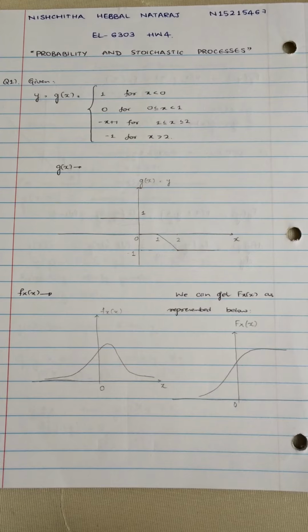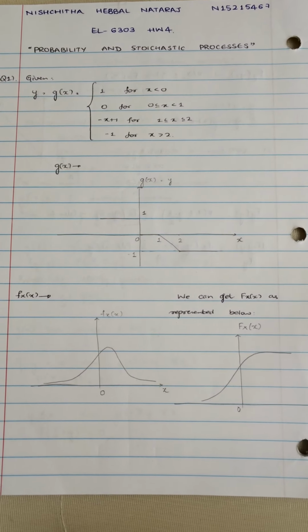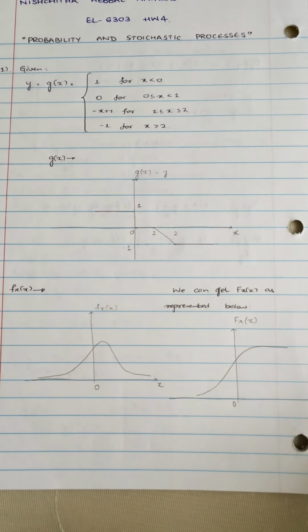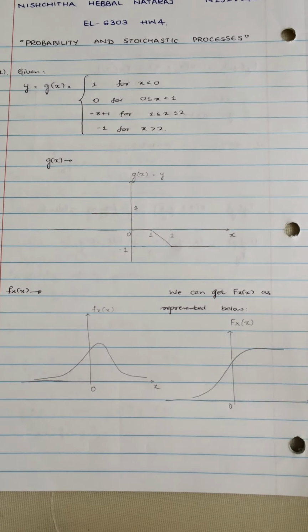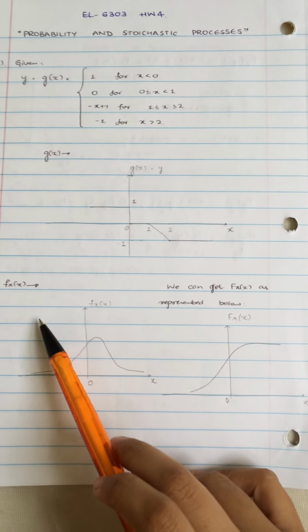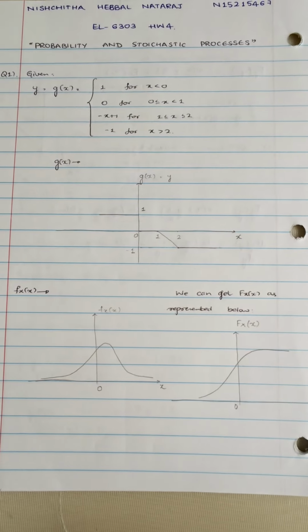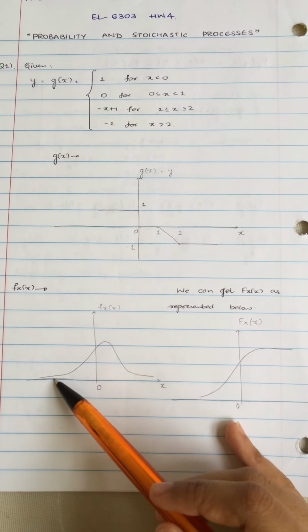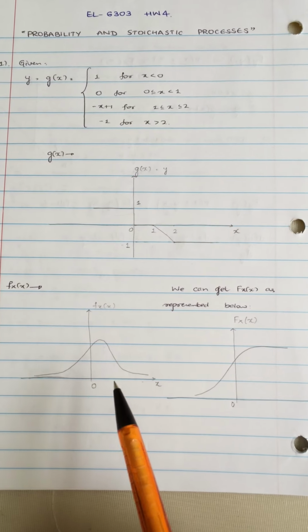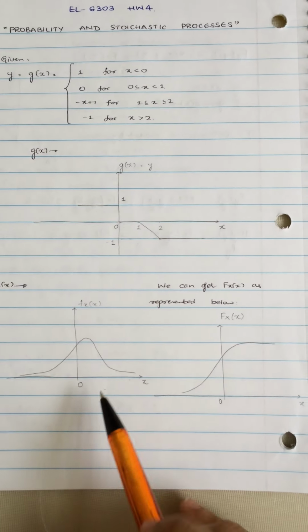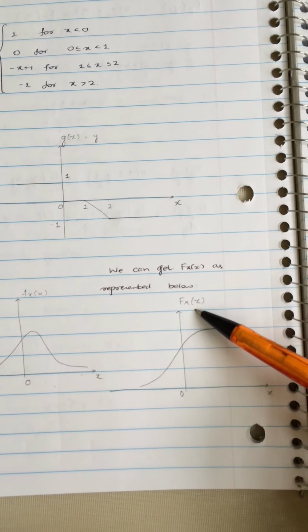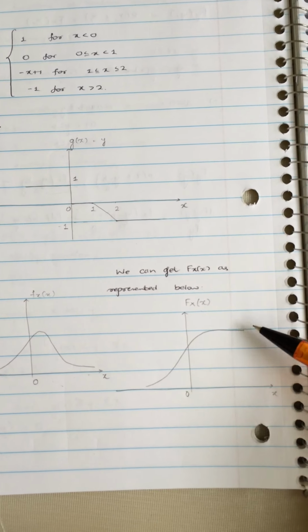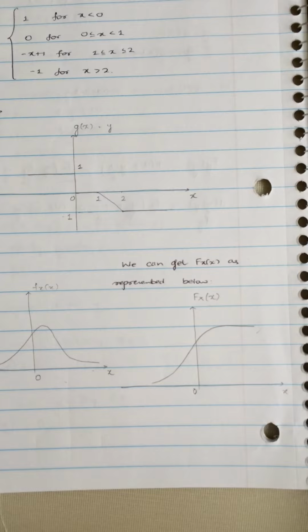The given question asks us to find capital F_Y of y and small f_Y of y in terms of f_X of x and capital F_X of x. The small f_X of x is given, as shown in the diagram here. Based on this, we can draw capital F_X of x as an increasing function between 0 and 1.